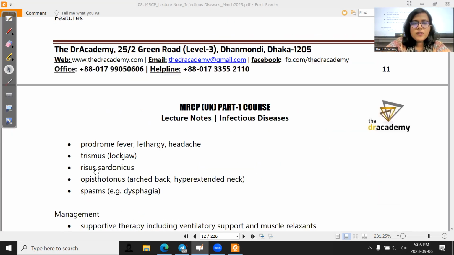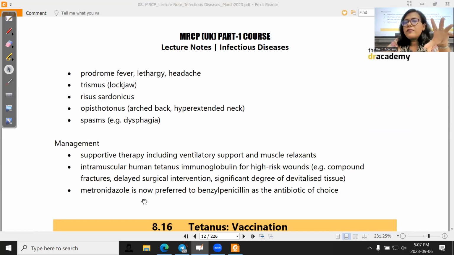What are the features? Prodromal fever, lethargy, headache. Important ones are trismus or locked jaw, very painful. The jaw is locked, and this is a very painful condition. Risus sardonicus, which is also known as the devil's smile. Opisthotonus, that is arched back and neck is hyperextended. Spasm, painful spasm, dysphagia. Okay, this can also have a very similar feature in rabies. Rabies will have a very similar feature like this.